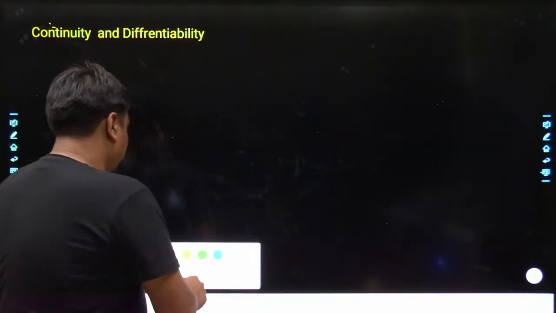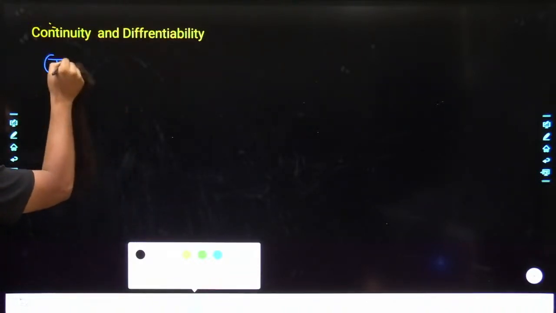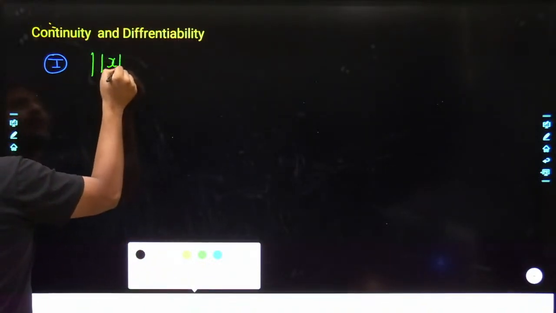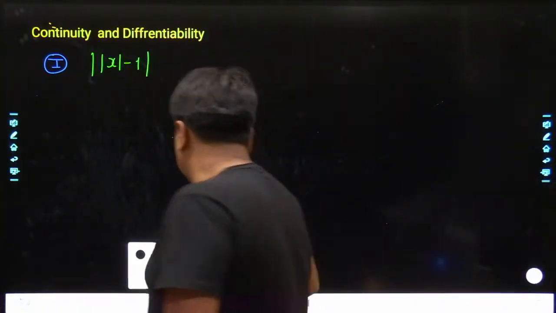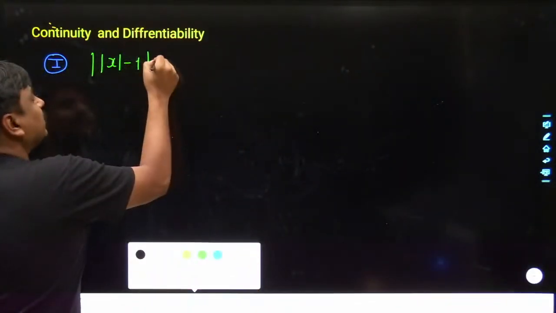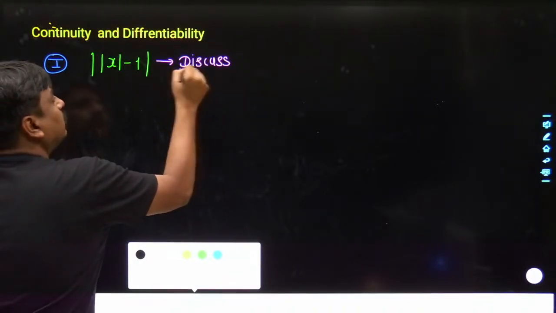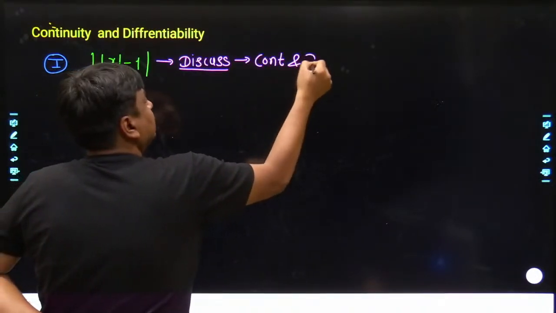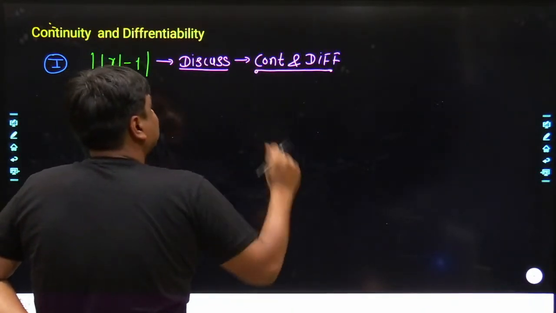So let me focus on a few of the questions. The first question had been mod of x minus 1. We had to discuss its continuity as well as differentiability. So you guys must be able to solve this problem within a maximum of 1 minute.